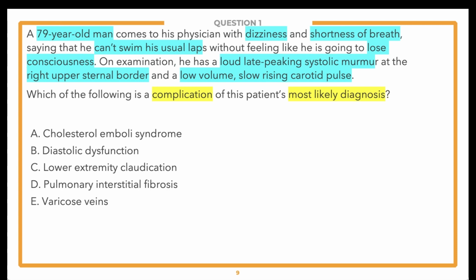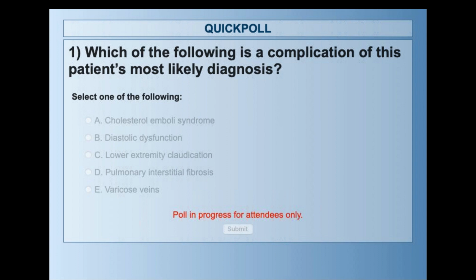So E, varicose veins. D, pulmonary interstitial fibrosis. C, lower extremity claudication. B, diastolic dysfunction. And A, cholesterol emboli syndrome. All right, so we're going to open up the poll and give you some time to lock in your answers. Okay, the poll has been launched. Go ahead and let us know which of those options you think is a complication of this patient's most likely diagnosis.